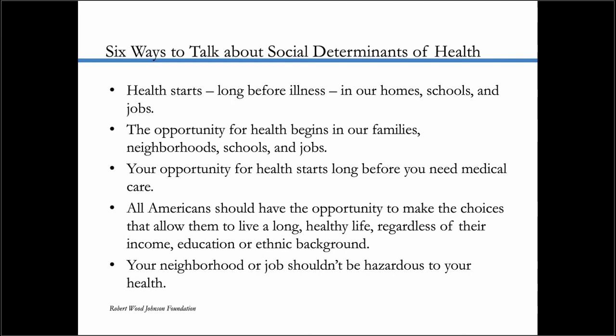That includes things that many of us take for granted, such as having stable housing or having access to health care. But it also includes many other things, such as having your culture valued, having you as a person and your population valued. And all Americans should have, and all people globally should have, the opportunity to make the choices that allow them to live a long, healthy life, regardless of their income, education, or racial or ethnic background. And your neighborhood or your job shouldn't be hazardous to your health. Where we live and what we are exposed to shouldn't be the things driving our health. And the way that other people treat us shouldn't be driving our health.